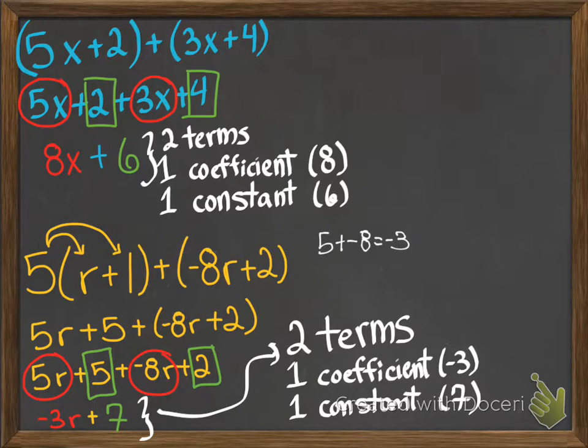All right? So you have to distribute, you have to simplify your algebraic expression before you start saying, okay, I have this many terms, this coefficient, this constant. You have to simplify and combine like terms before you do that. All right?